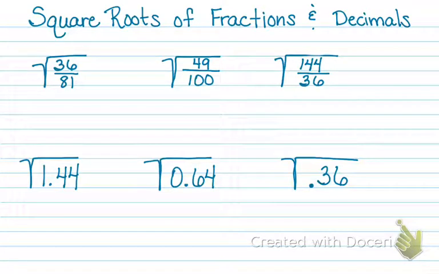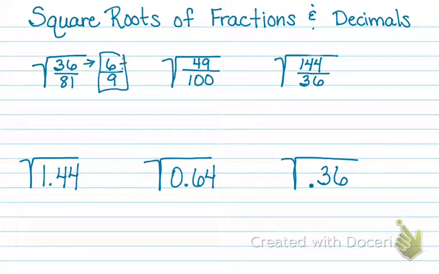We're going to briefly go over square roots of fractions and decimals. So we spent some time going over square roots, so you know you're looking for perfect squares. In our first example here, 36 over 81 is inside the radical sign. So we have to look, is 36 a perfect square? Yes, it's 6. Is 81 a perfect square? Yes, it's 9.